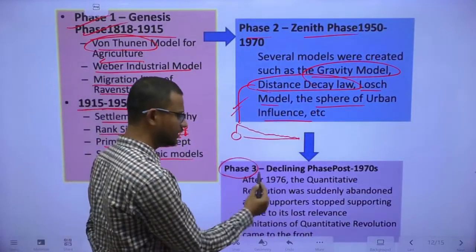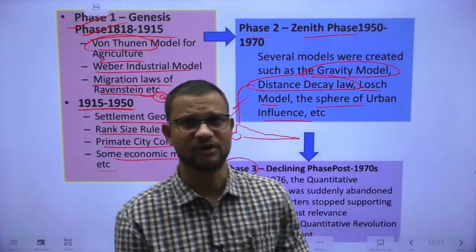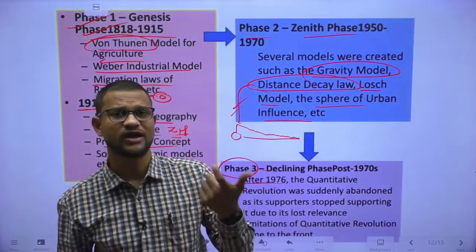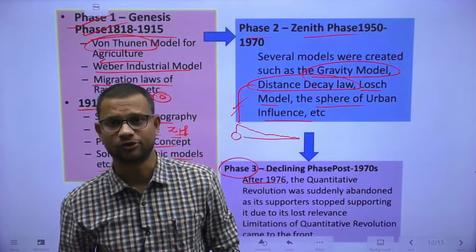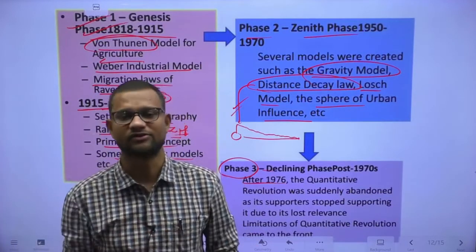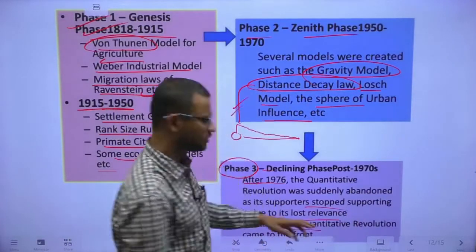Phase 3, declining. After the 70s, many limitations of the quantitative revolution, or QR approach, were observed, and that's why it slowly lost ground and paved the way for the next revolution as such, which we will be discussing later.